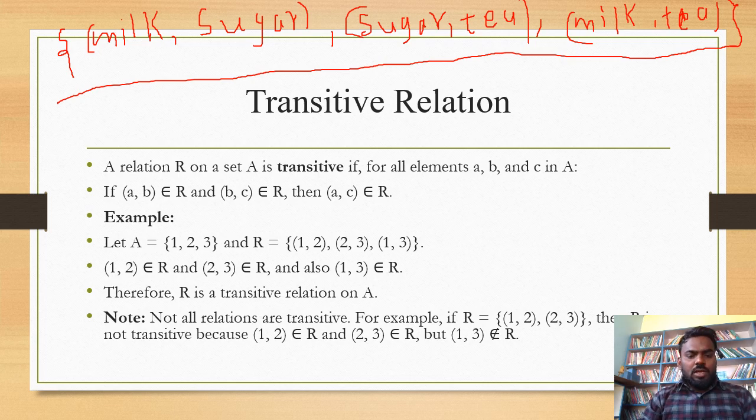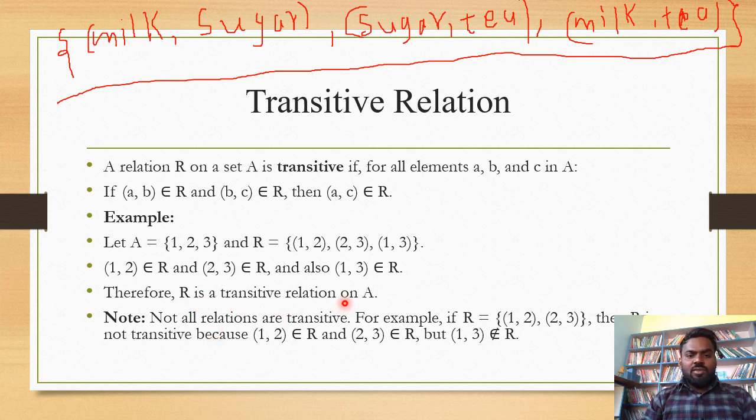A relation R on a set A is transitive if for all elements a, b and c in A, if (a, b) belongs to R and (b, c) also belongs to R, then (a, c) belongs to R. So let's go through an example. A is {1, 2, 3}, the relation is {(1,2), (2,3), (1,3)}. So (1,2) belongs to R, and (2,3) also belongs to R, and (1,3) belongs to R. Therefore R is a transitive relation.